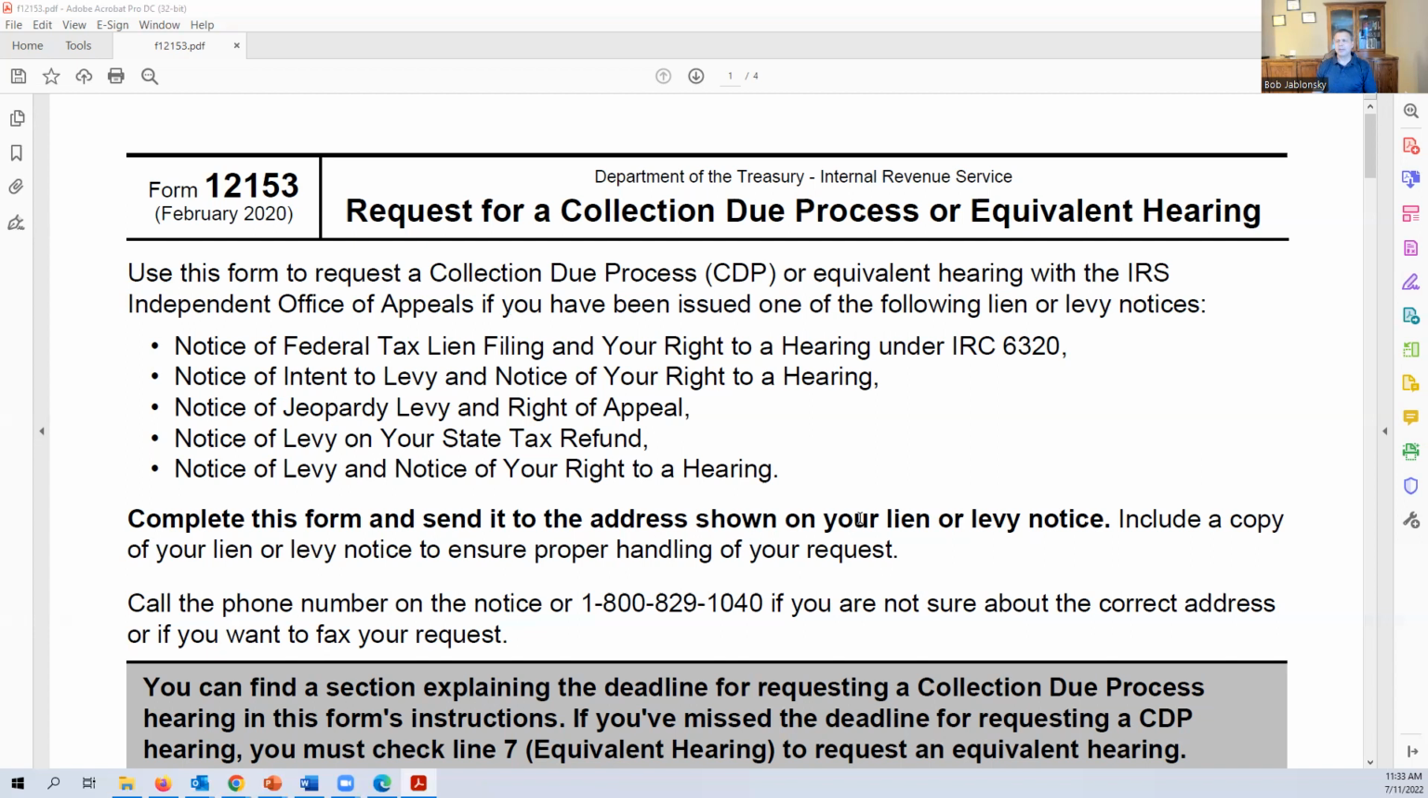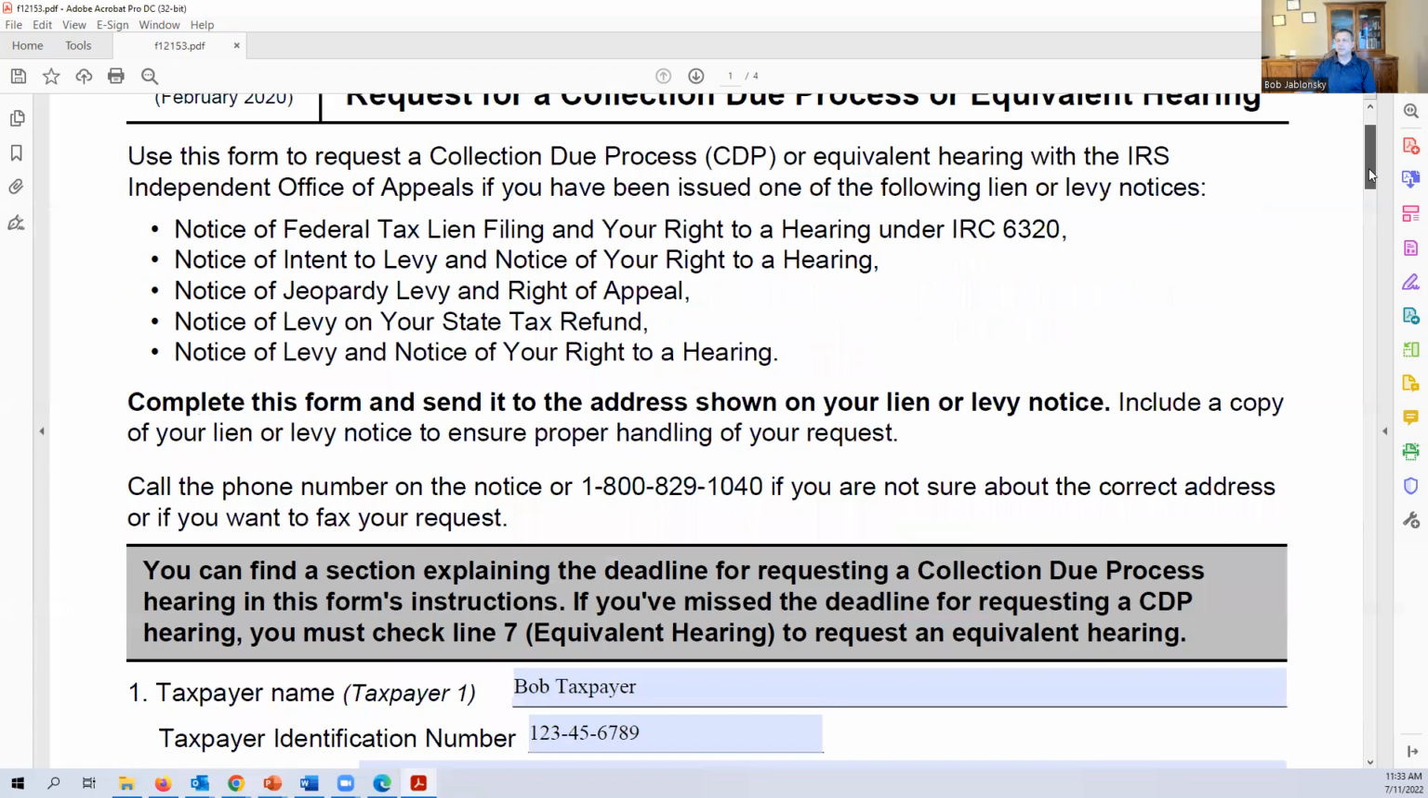Here's the thing, there's no collection due process address or anything like that. You have to send it to the right place, and that's where to look. Look at the notice that you received that is triggering you to file this request. If you're really unsure, you can call the phone number on the notice or call 800-829-1040 to get information on where to send it.